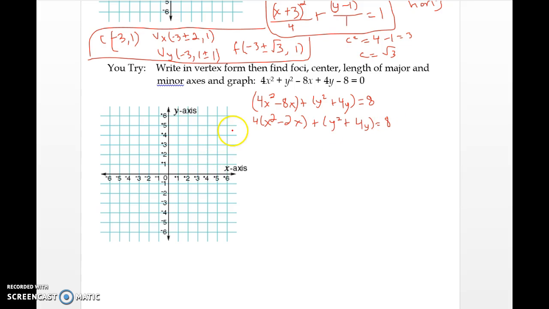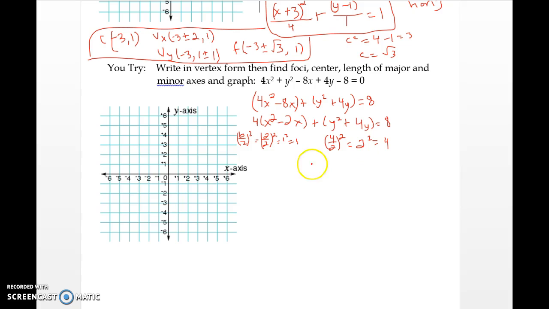Now I can complete the square for both parentheses. Find (b over 2) quantity squared, which is 2 over 2 squared for x, which is 1 squared, which is 1. And for the y, that's going to be 4 over 2 squared, which is 2 squared, which is 4. Make that a little more noticeable, 2 squared.